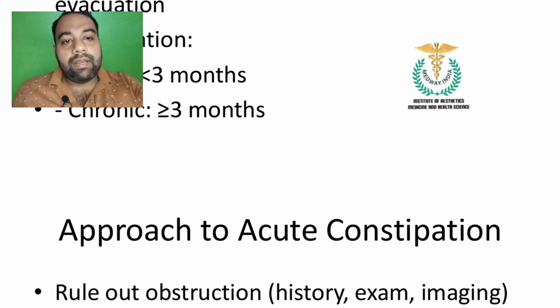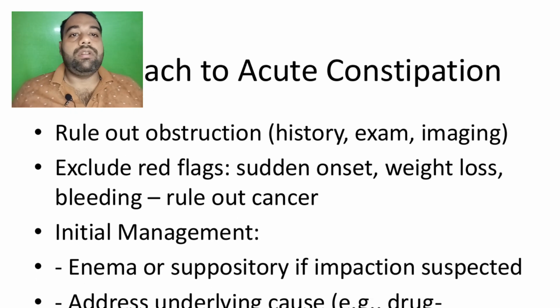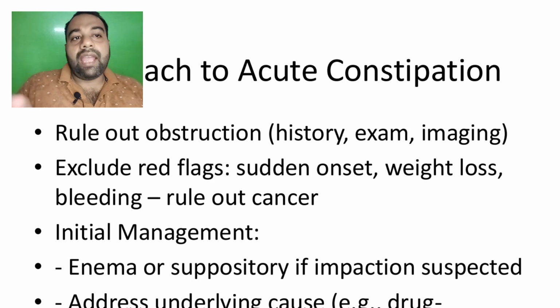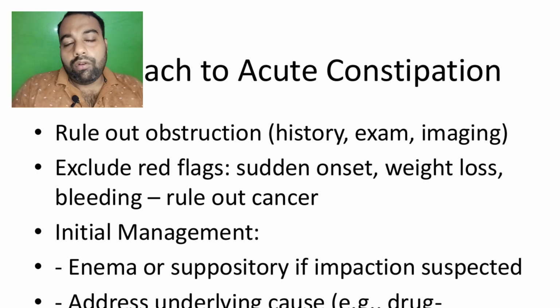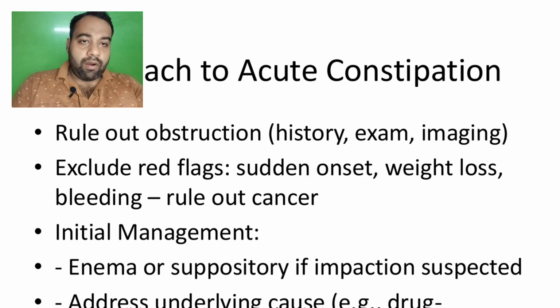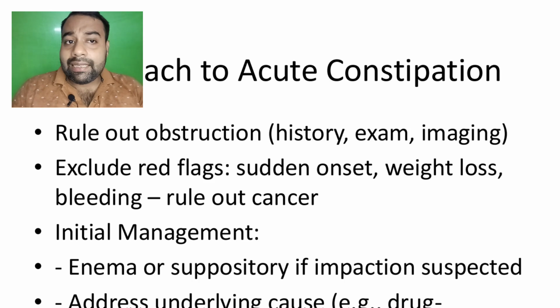Okay, now let's try to understand what the approach to acute constipation is supposed to be. First of all, any patient who comes to you with acute constipation, always, this is rule number one, try to rule out obstruction. For that, you need to understand the history, examination and the imaging. If you need to go for that, you must rule out the obstruction. In case of obstruction, the patient will give you some obvious signs like vomiting, nausea, abdominal distension, and the patient will usually complain of obstipation, right?